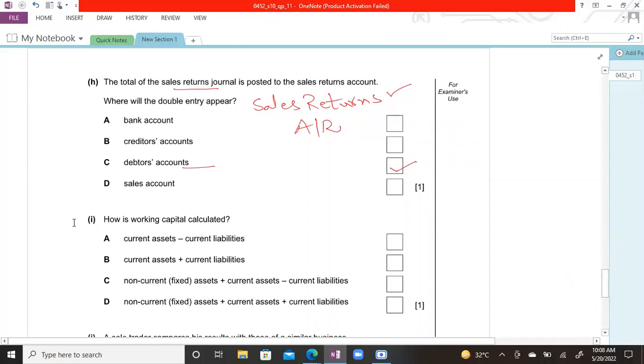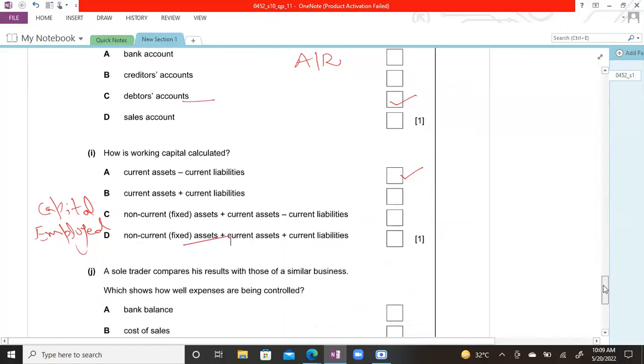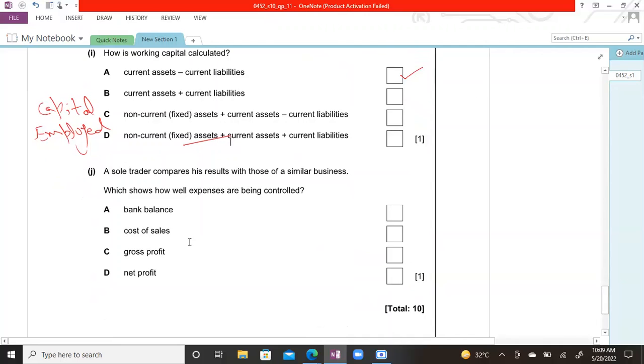How is the working capital calculated? In option A, working capital: current assets minus current liabilities. This is working capital. And current assets plus current liabilities, no need for this. Non-current assets plus current assets minus current liabilities, as I explained in number 1, option C, this is capital employed. And again D, not required. So here current assets minus current liabilities is the working capital. Working capital is the excess of current assets over current liabilities.